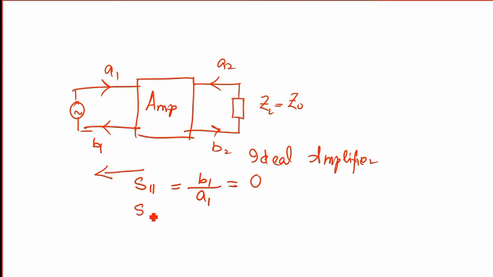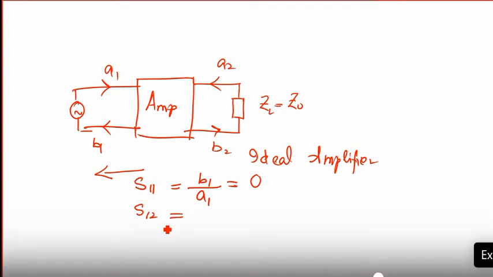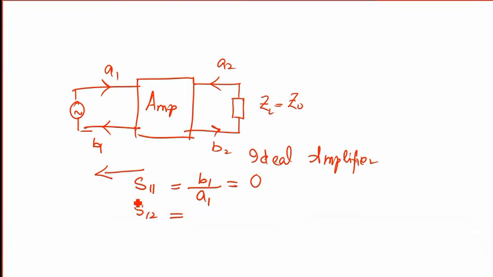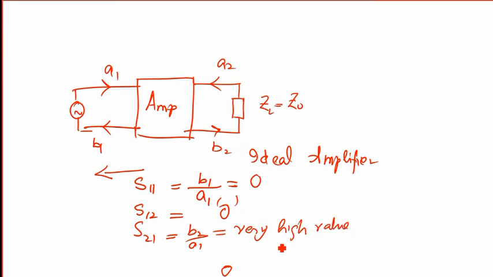सिमिलरली S12 क्या हो? के पोर्ट 2 से रिवर्स गेन की वैल्यू हमारे पास वो भी 0 हो. सिमिलरली S21 जो कि है B2 by A1, जो कि है गेन ऑफ एम्पलीफायर और द फॉरवर्ड गेन, इसकी क्या वैल्यू हो? इट्स अ वेरी हाई वैल्यू. और ये हमारे लेट्स से 25 to 30 dB इसकी वैल्यू होती है 25 to 30 dB of let's say LNA, low noise amplifier or any amplifier.